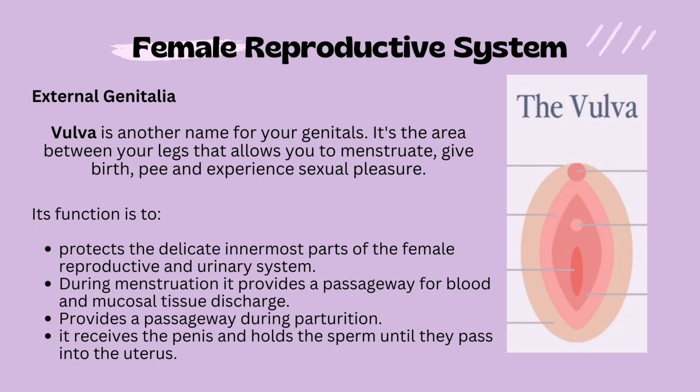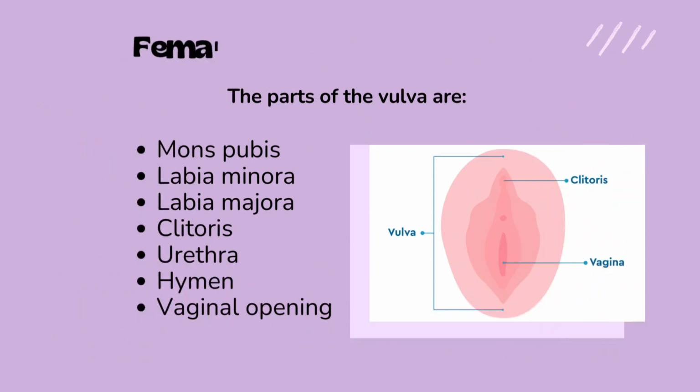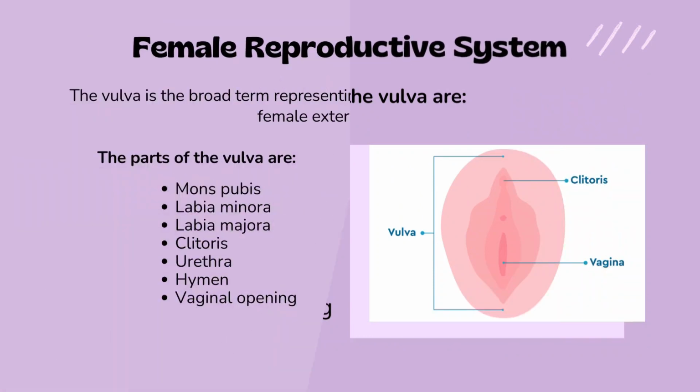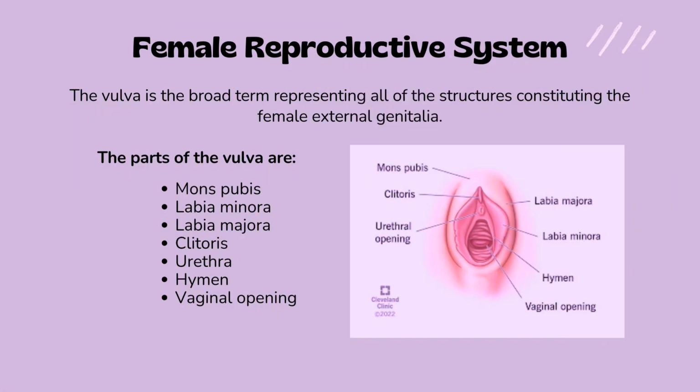It provides a passageway during parturition. At the time of coitus, it receives the penis and holds the sperm until they pass into the uterus. The vulva is a broad term representing all of the structures constituting the female external genitalia. So there are various parts of the vulva. The first one is the mons pubis.